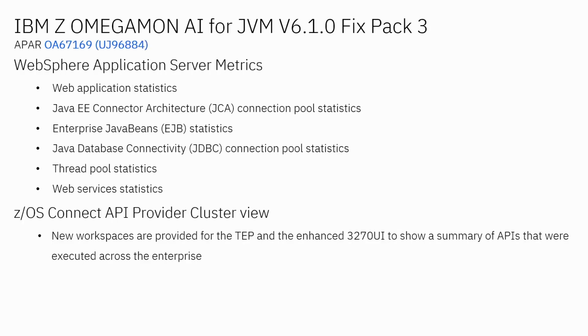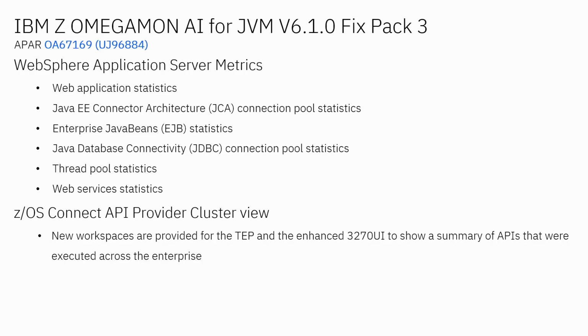Fixpack 3 came out just about a month ago. With that fixpack, we have introduced WebSphere Application Server application monitoring, I'll call it, because customers want to be able to understand which JSPs are used, what the thread pool statistics are, and so on. So we've added those, pulling the data through PMI, which is an available interface in WebSphere Application Server. Examples are application statistics, JCA connection pools, EJBs if you have EJBs deployed, JDBC connection pools, thread pools, and web services.